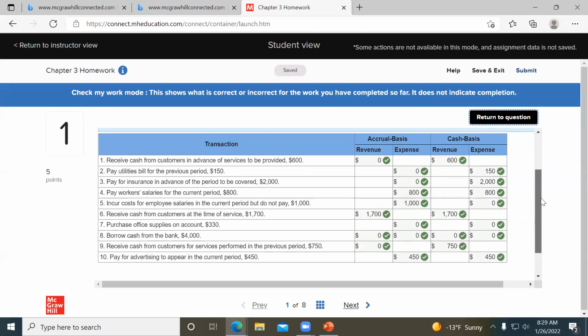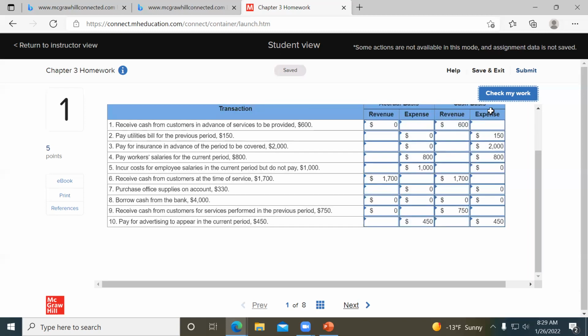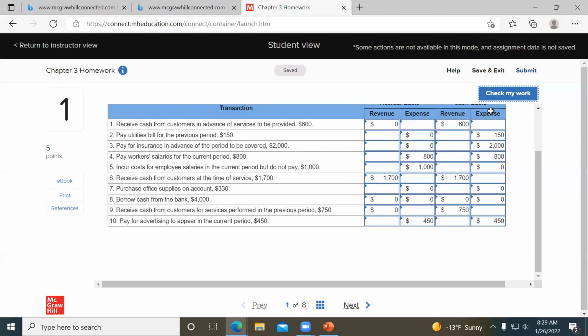So I got a question. For number seven, this would be like nothing happened on either side? Okay, let's talk about why. When we purchase office supplies on account, what gets debited? Supplies. What gets credited? Accounts payable, on account. So nothing's going to happen under the accrual side because it wasn't an expense. And under the cash side, we're not going to record it because we didn't pay the cash yet.